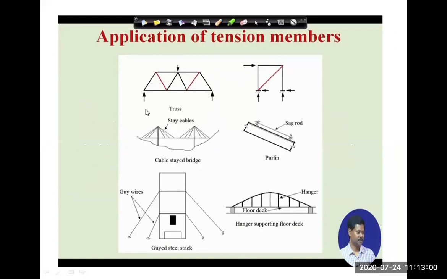So the first image is the truss. You have seen it anywhere, or you have analyzed this truss in applied mechanics. What did you find when you analyzed it? You found how much tensile force and how much compressive force is coming on each member. That is all you have analyzed.